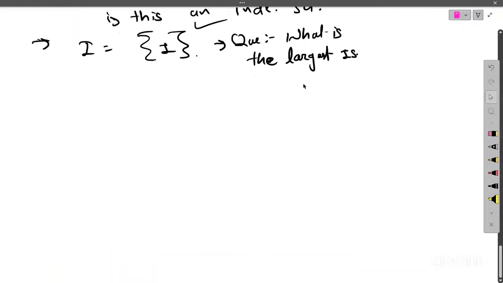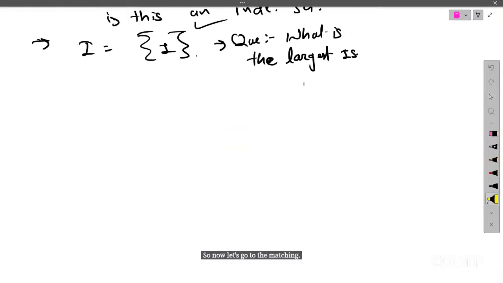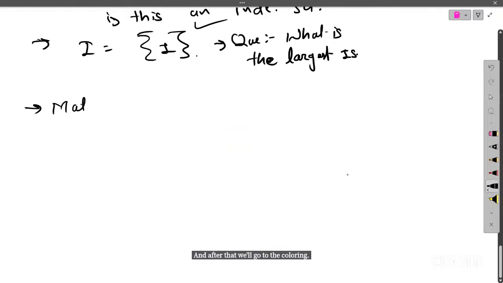So now let's go to the matching. And after that, we'll go to the coloring. Graph coloring. Excuse me, ma'am, can you please repeat the concept of independent set?